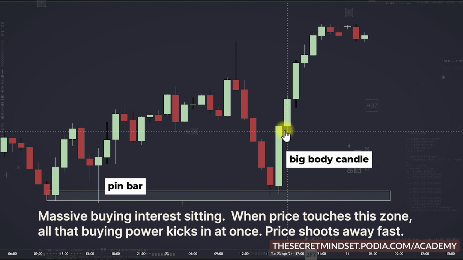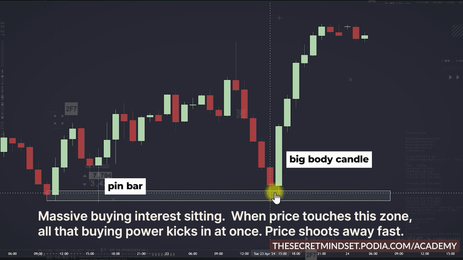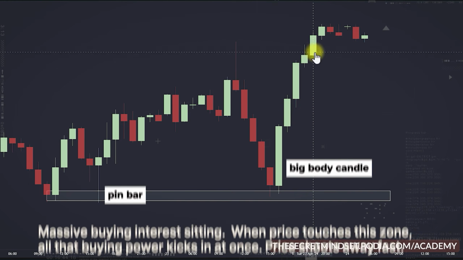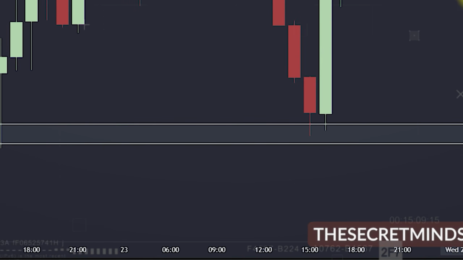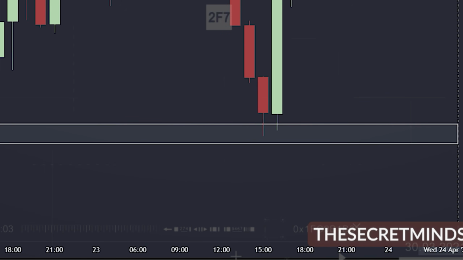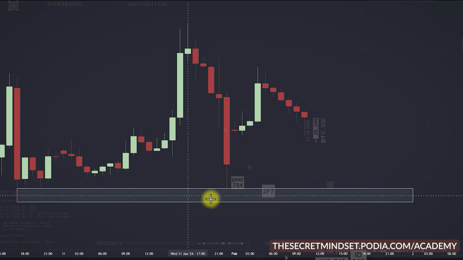Real support acts like a steel wall. Price hits it once and bounces violently. You see massive green candles shooting away from the level. No second chances, no hanging around. Just pure buying power defending that zone with everything they have. Watch gold market during any major crisis.